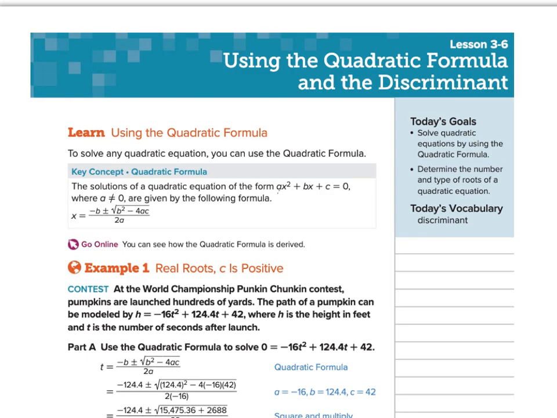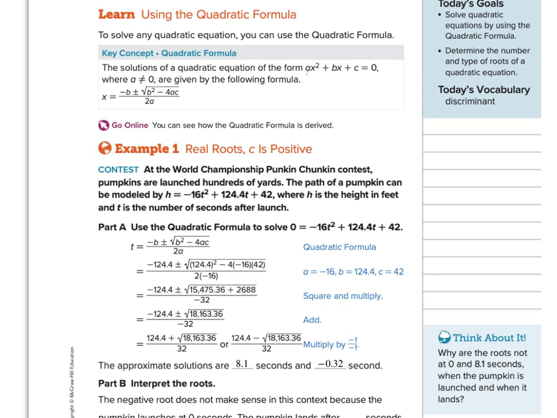So using that quadratic formula and then determining the number of root types, and that number of roots is actually identified right here in just this portion of our formula. And we'll go into more of that here. But example 1, C is positive. So they're saying, hey, this value is going to be positive.